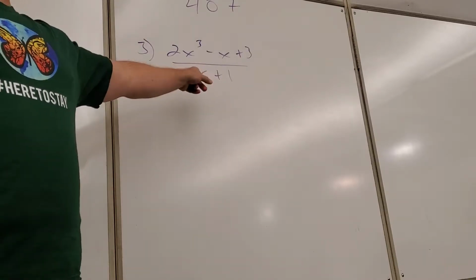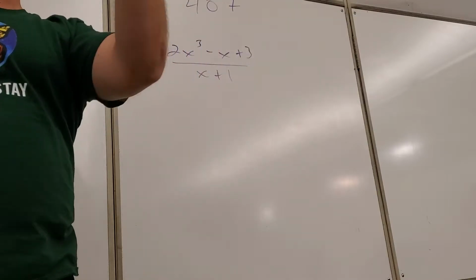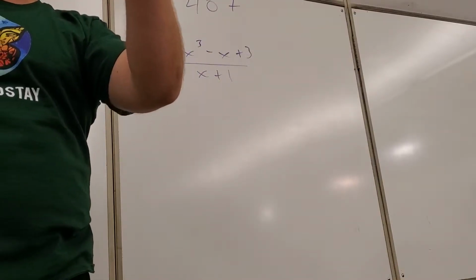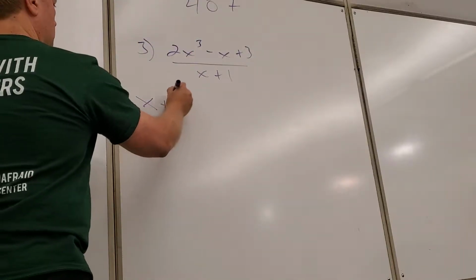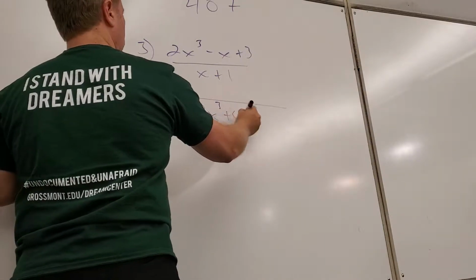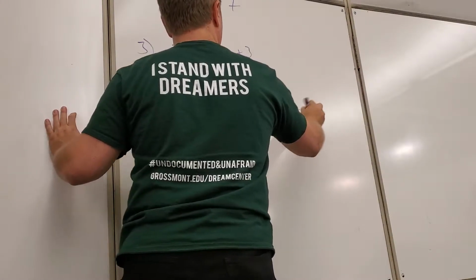So what am I missing on the top? X squared. So I better put a 0 placeholder there, or else things are going to get a little bit freaky and I'm going to mess up. So what I mean is this. When I go to write this as long division, put 2x cubed plus 0x squared minus x plus 3.